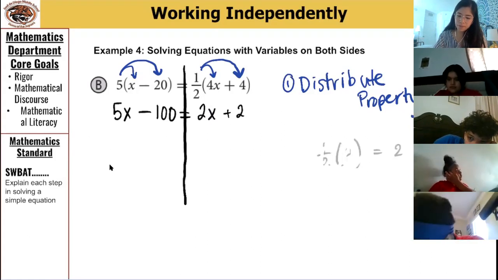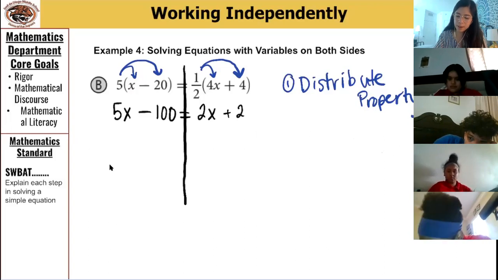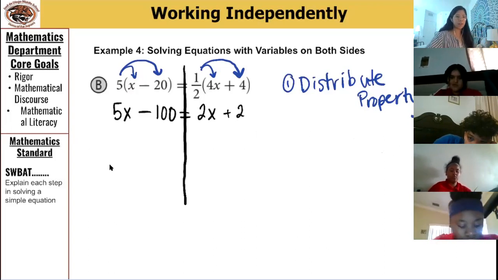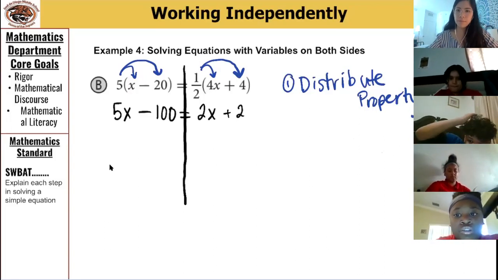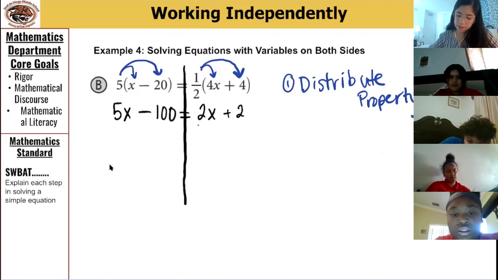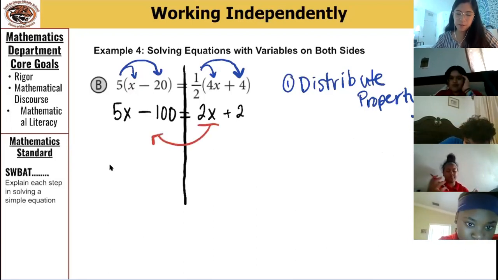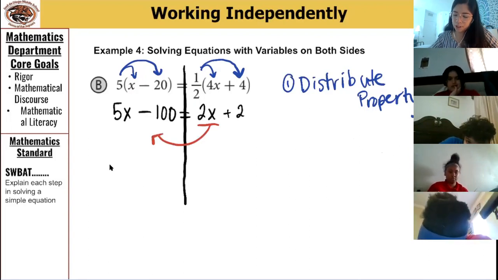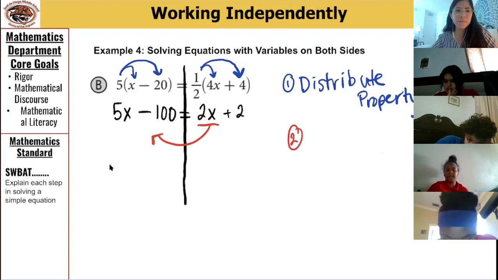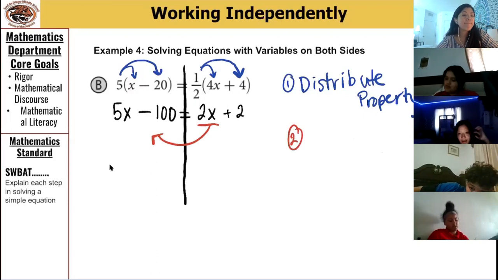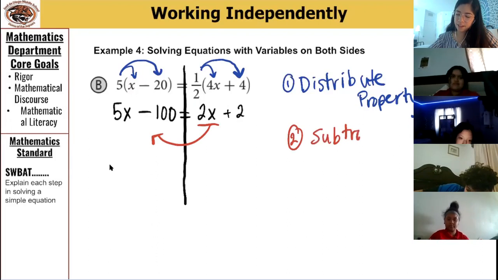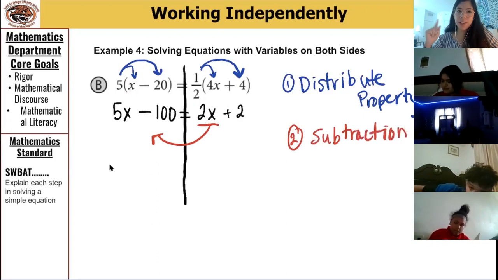All right. Now I'm down to this step. Now, how many variables do I have and where do they need to go? What needs to move and where does it need to go? You've got 2 variables. The one that's on the right side. Exactly. So this 2x, we're going to want to move it over. What property should I use in order to do that? Subtraction. There we go. In order to move things over to the other side, you can only add or subtract. You can't divide them out.